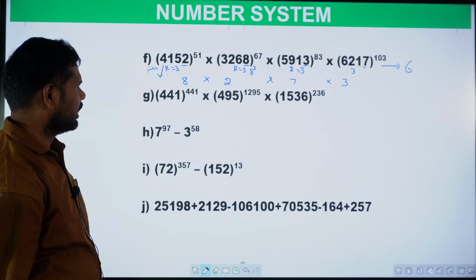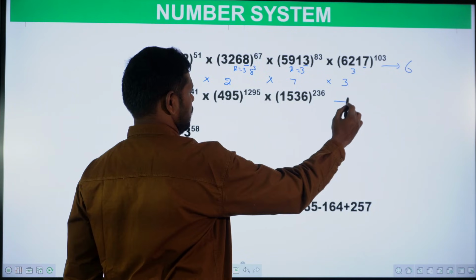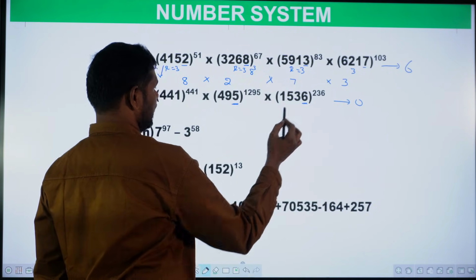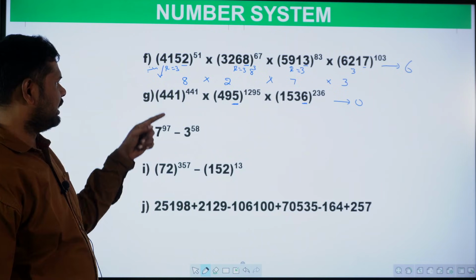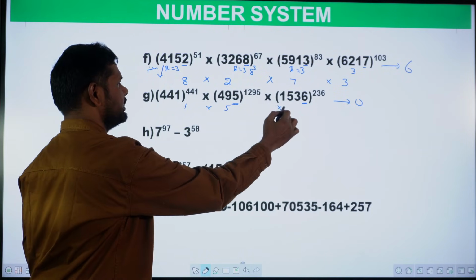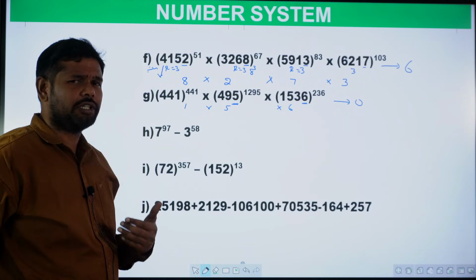That's it. Next one. This question there is no need to solve. The direct answer is 0. Why? A number ending with 5 is there. An even number is there. 1 power anything is 1, 5 power anything is 5, 6 power anything is 6. 1 into 5 into 6, or 5 into an even number, always gives 0 in the units place.